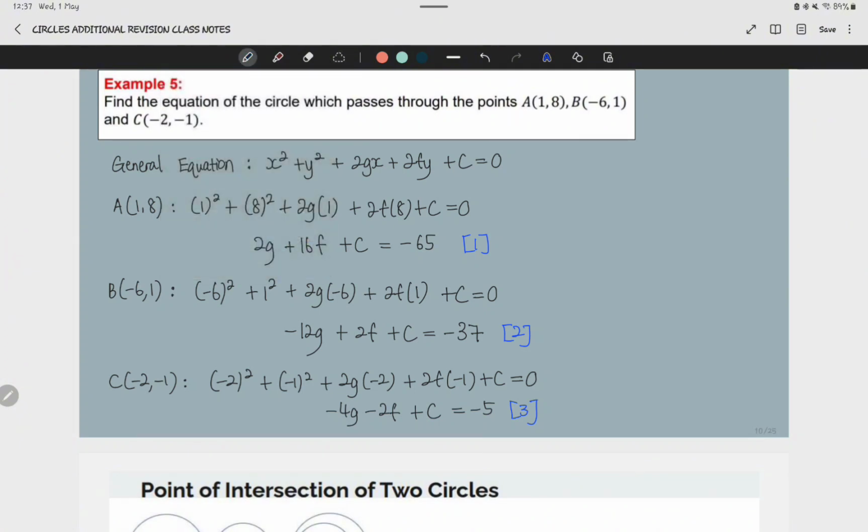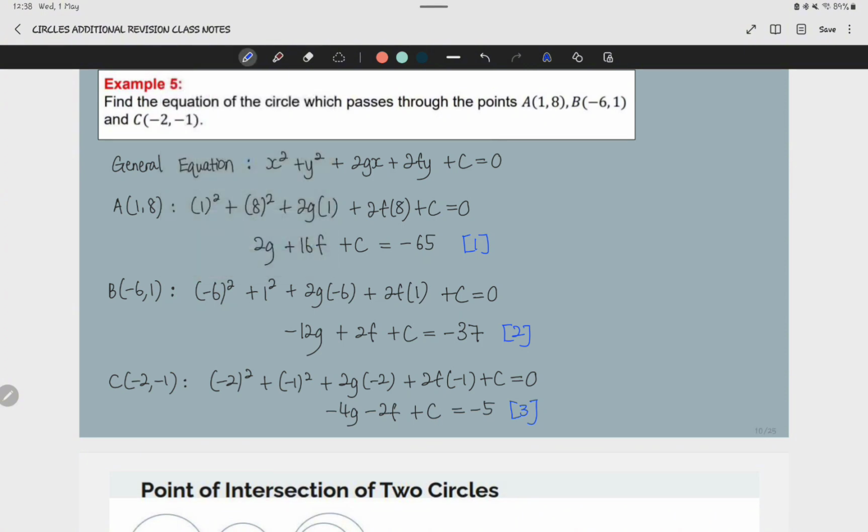I have mentioned before, I think it was last semester when I taught the polynomial topic, you can use a calculator to calculate your A, B, C thingy, right? So simultaneous equation, you got 3 unknowns, then you type each of it. So 2, 16, 1, negative 65. Negative 12, 2, 1, negative 37. Negative 4, negative 2, 1, negative 5. Okay, then you get your final answer.